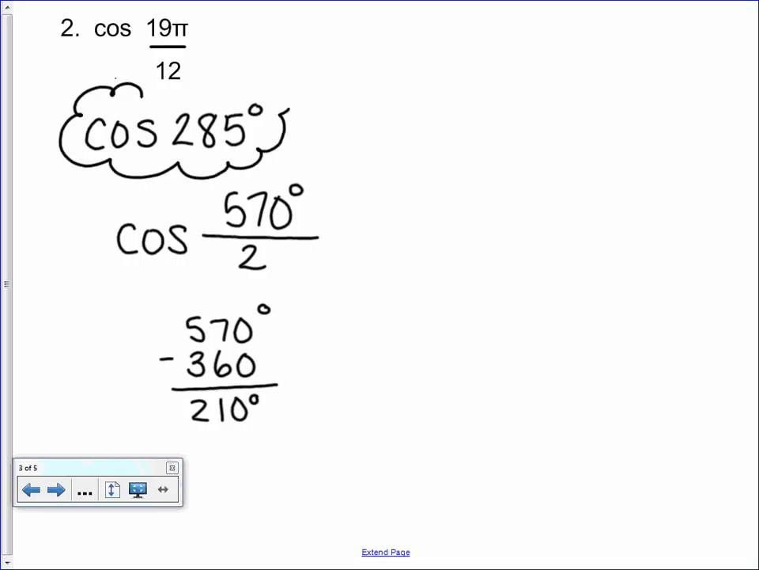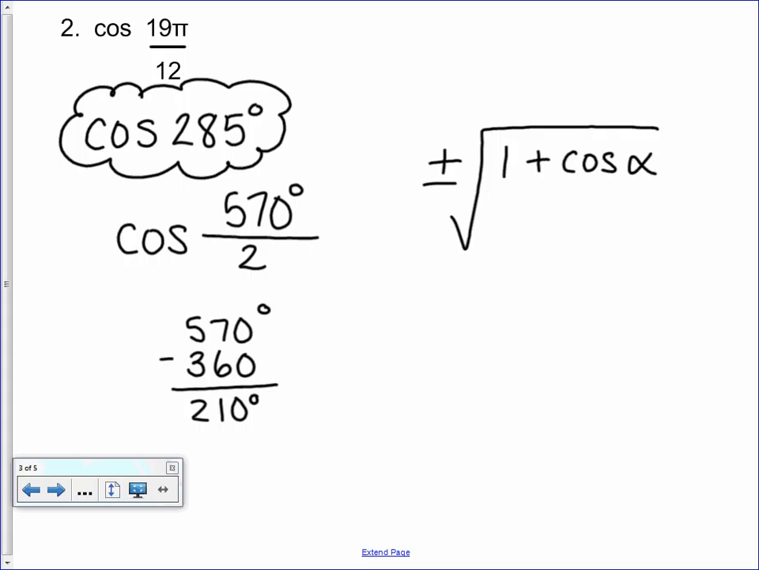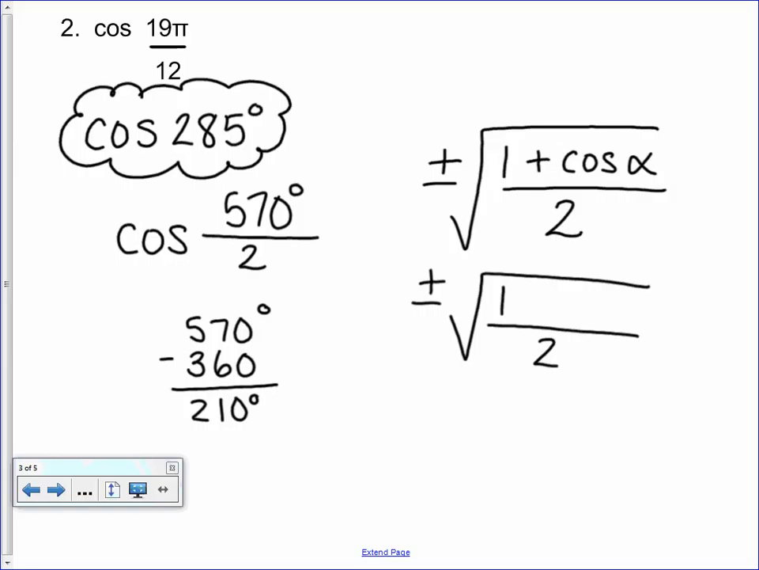I'm going to bubble this in. This is the original problem. What is the cosine of 285? I'm going to go plus or minus the square root of 1 plus the cosine of alpha or theta, or whatever you want to use, over 2. I'm going to keep the plus and minus the square root of 1 something over 2. We need to figure out, are we plugging 285 in for alpha, or are we going to plug 570 in for alpha? We're not going to plug 285 in. We don't know it. We're not really even going to use 570. We're going to use its little alter ego, 210.